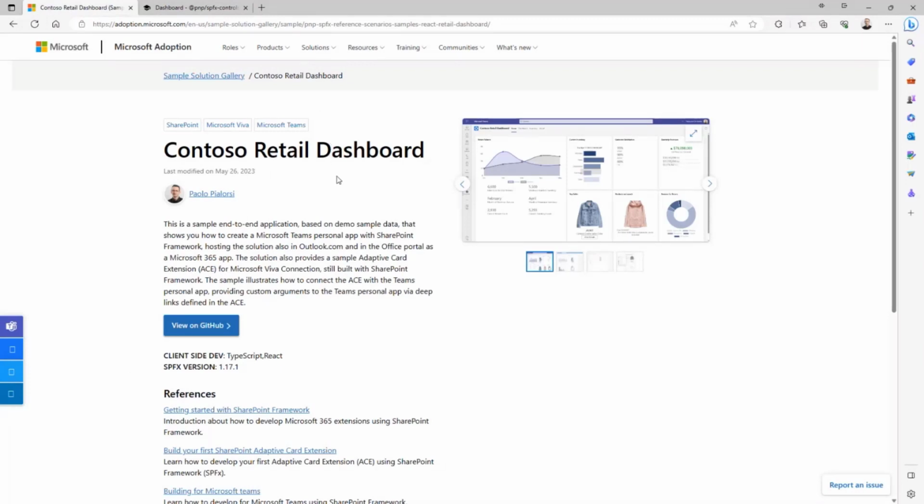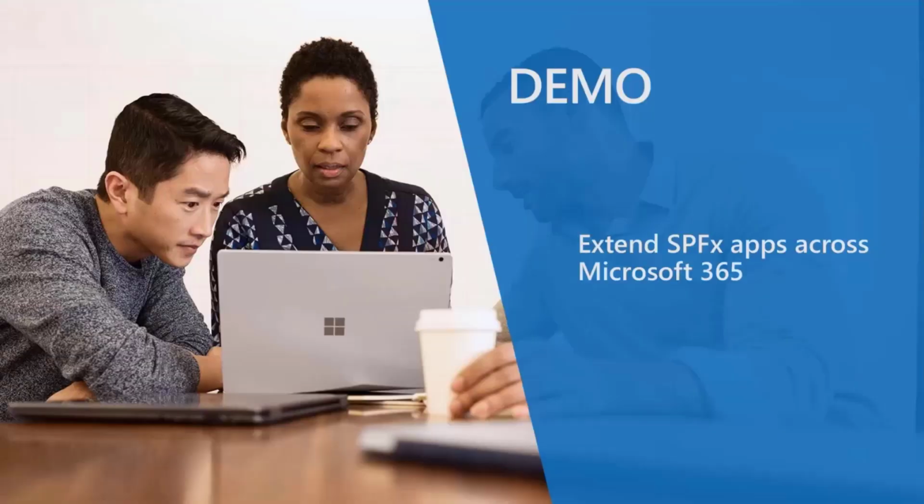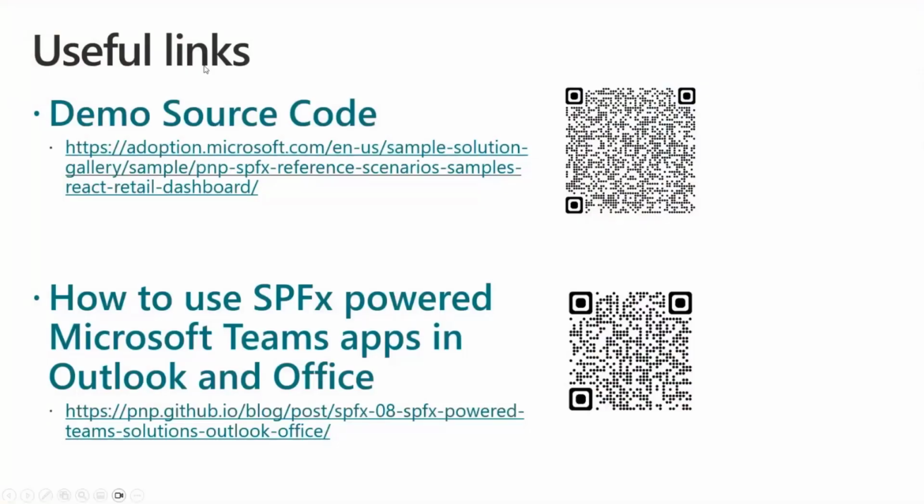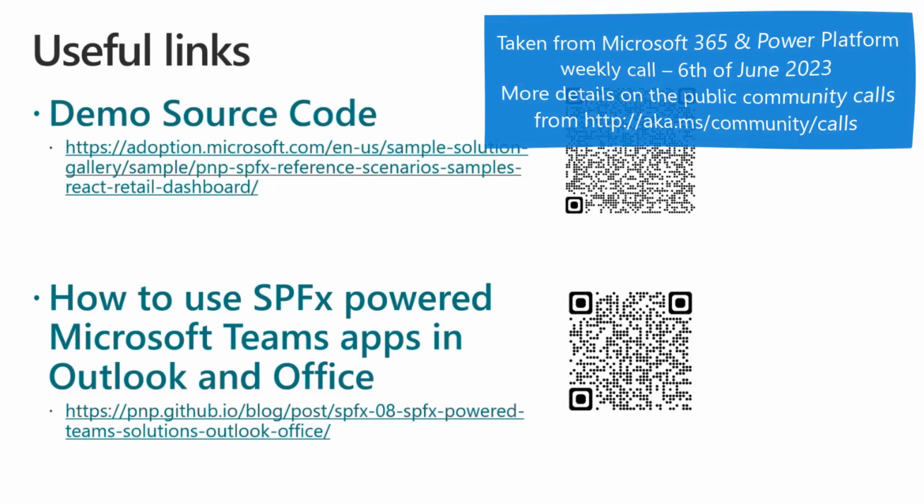You can find the solution on the samples gallery that we were talking about at the beginning of this meeting. In the next slide that I'm going to show you before closing, you can also find a QR code if you want to go straight there without writing the URL. In the upper link, you have the demo source code. In the lower link, you have a blog post that was written by Vesa a few months ago, which explains the details about what we have just seen from a hosting perspective of a SharePoint Framework web part in Teams, Outlook.com, and Office.com.